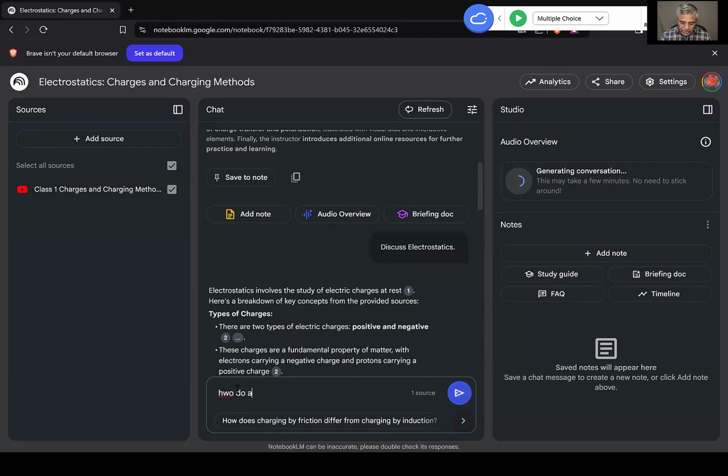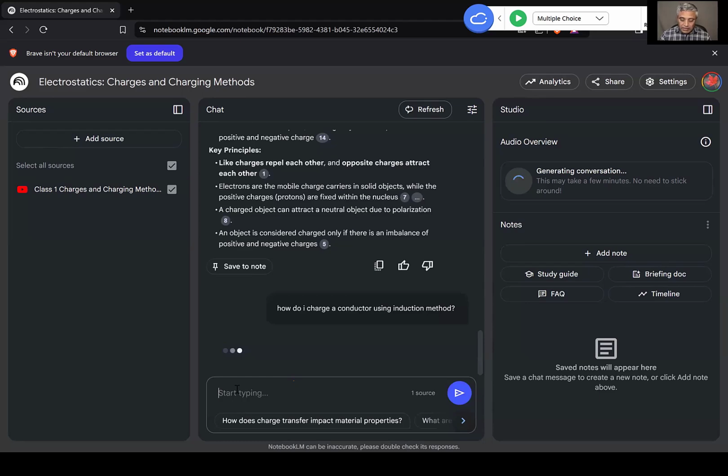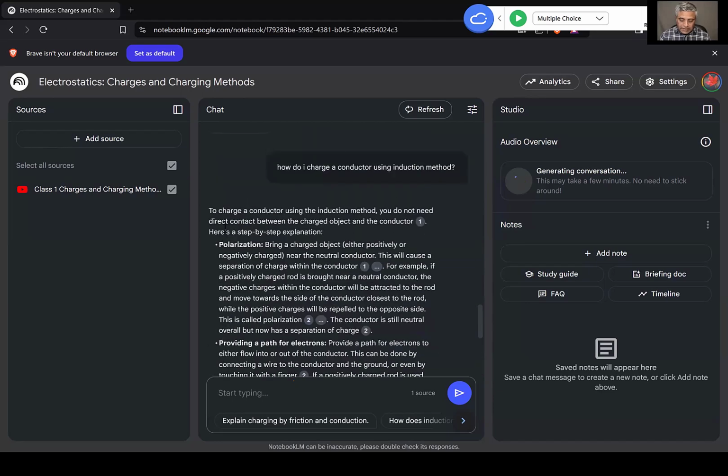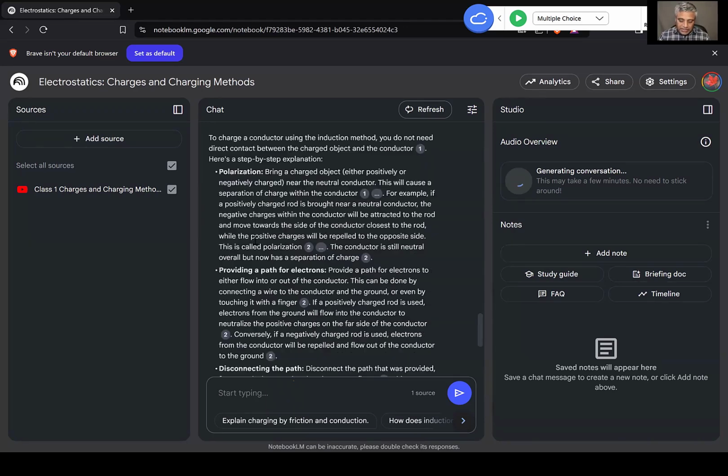How do I charge a conductor? Oh, I don't know how to type. Using the induction method, let's say. And then you do that, and it's going to give you all the detail.